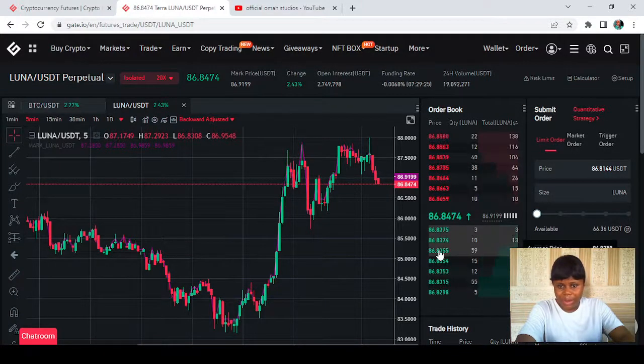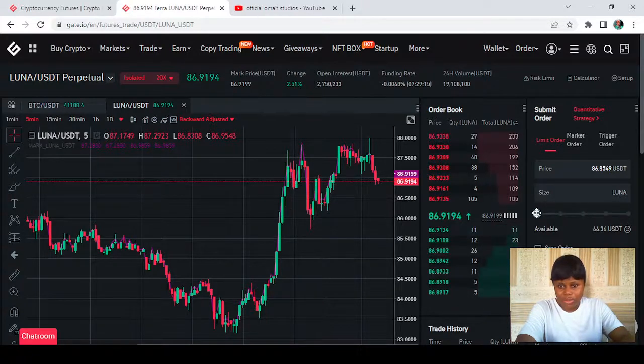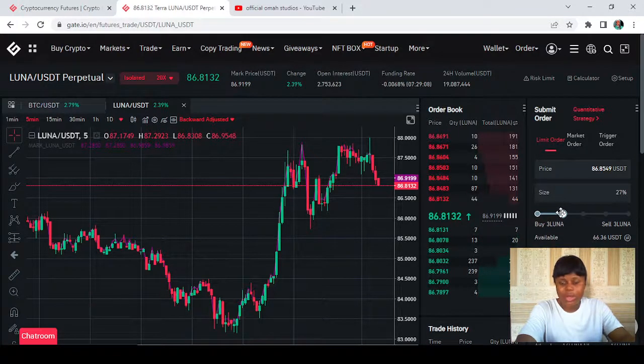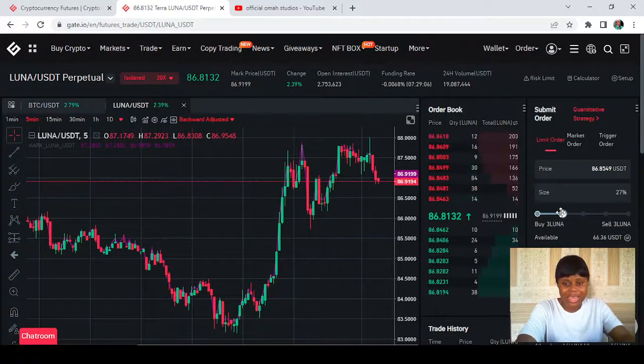You can also decide to tap on any price here. When you tap on any price here, it will change to whatever price you want it to. Then you set the quantity you want to buy. You just drag it to 100%, 50%, or 25%, dragging to the size, the quantity you want to buy. You can try to set your stop loss sometimes or allow it. Then you click on buy.